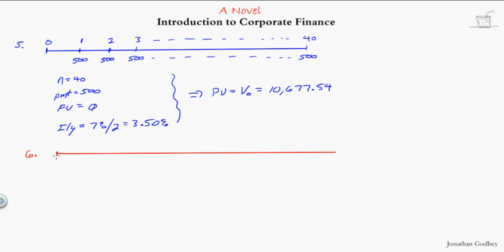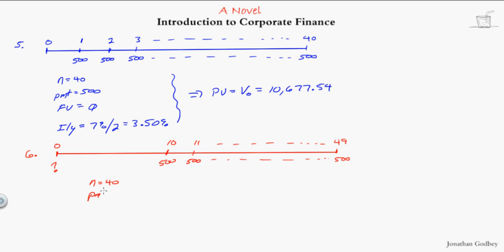Okay, number 6, we make one twist on what happened in number 5. In number 6, we say, I want to know the value today, but the first payment is made in 5 years. Well, 5 years is 10 periods away because it pays every 6 months. So it pays $500 every 6 months for 20 years. So it goes from 10 to 49. You can count that out if you don't believe that that is 40 payments. So N is equal to 40.